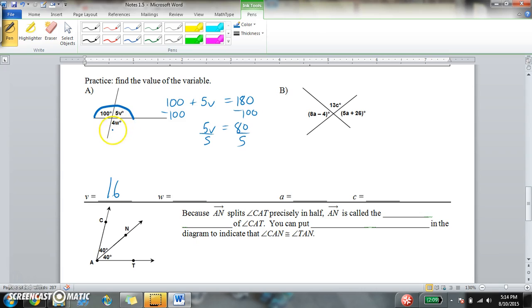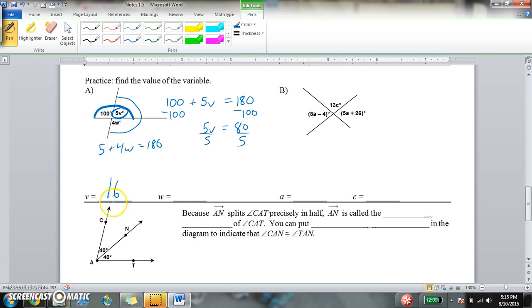I could do the same thing to solve for W. I could figure out what this angle is by plugging in 16 for V. A lot of people would be tempted to say, well, 5 plus 4W equals 180 degrees, but that's incorrect because this angle right here doesn't actually equal 5 degrees.